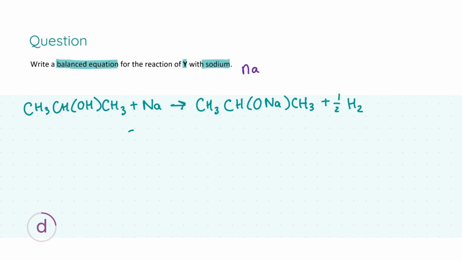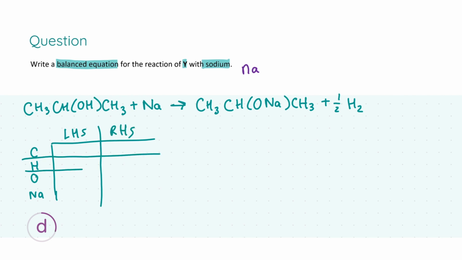How are we going to do that? We have C's, H's, O's, and Na's. Now I'm going to say left-hand side, right-hand side. How many carbon atoms do we have on the left-hand side? We have 1, 2, 3. How many carbon atoms do we have on the right? 1, 2, 3. Yeah, that's all good. How many hydrogen atoms do we have on either side here? We have 1, 2, 3, 4, 5, 6, 7, 8. And on the right, we have 1, 2, 3, 4, 5, 6, 7, 8, because it's 2 multiplied by half here.